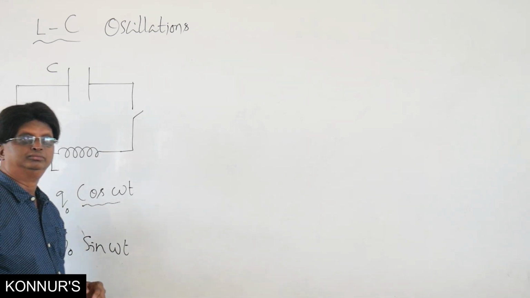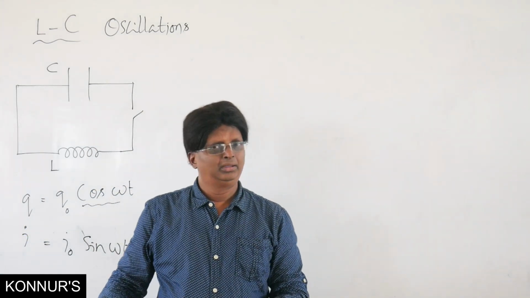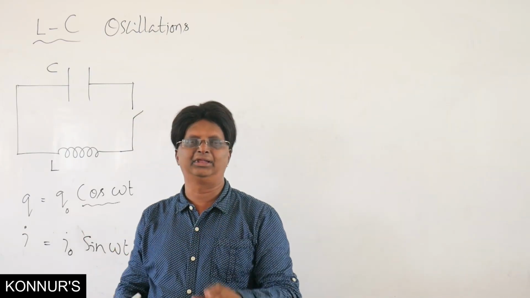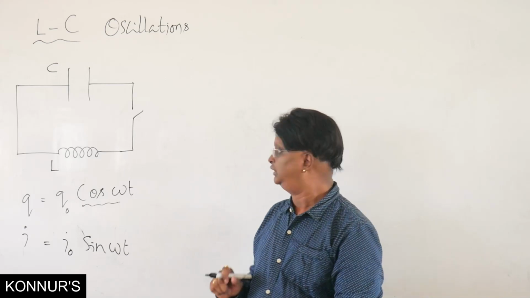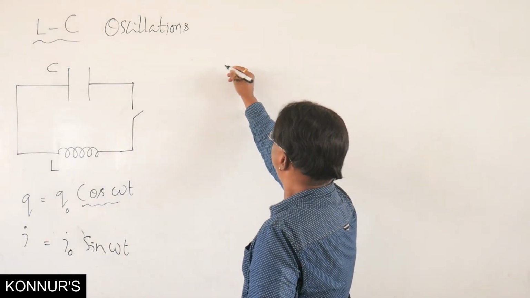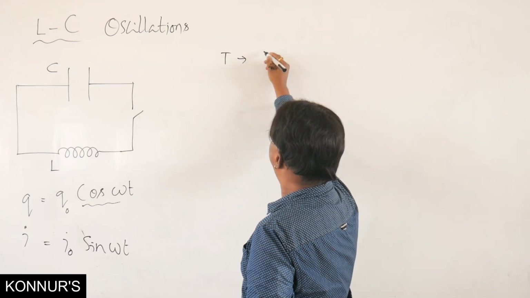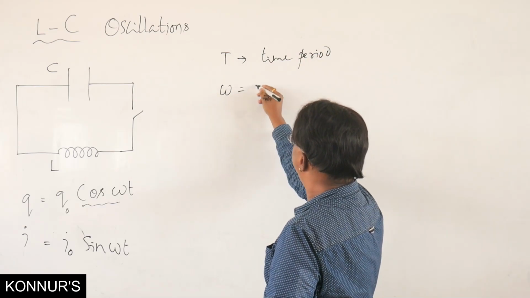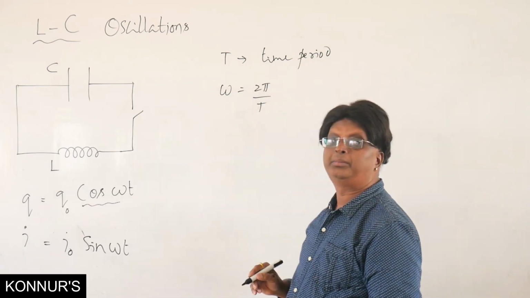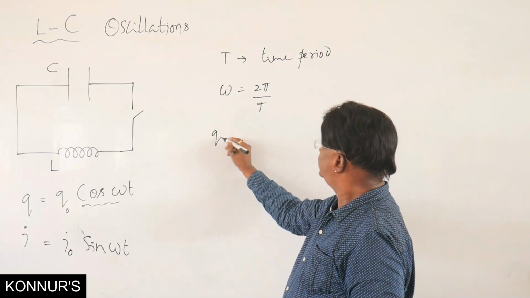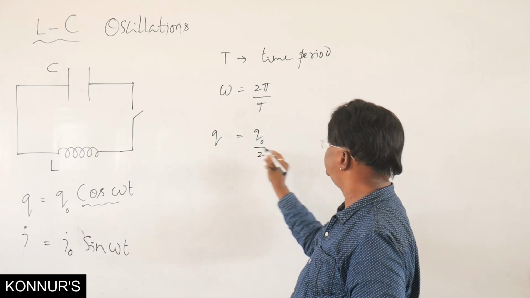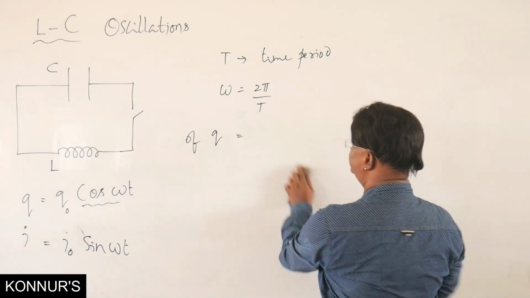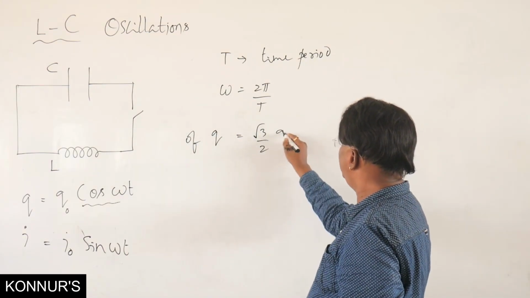Now, as I have told you, I will show you how to make use of this expression with more and more examples. I can definitely say some dozen examples from a single expression. Look at it as a concept. Now, to begin with, if capital T is the time period, we will write omega is 2 pi by capital T. Now, Q is equal to Q naught by 2, suppose. Or else let me take Q is equal to root 3 by 2 times Q naught.